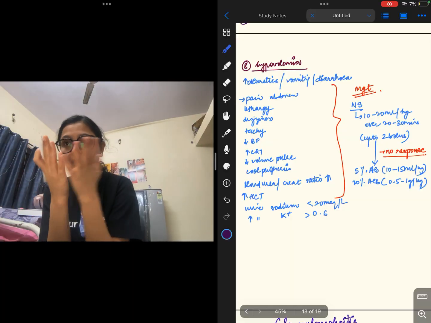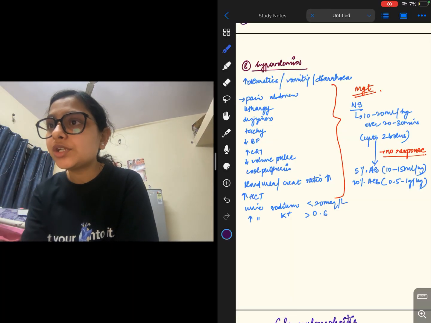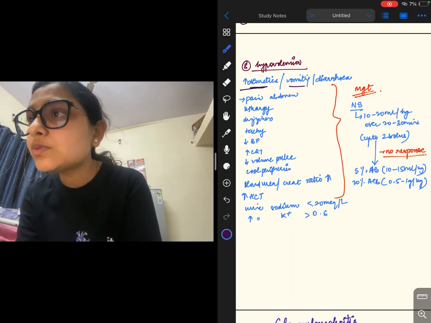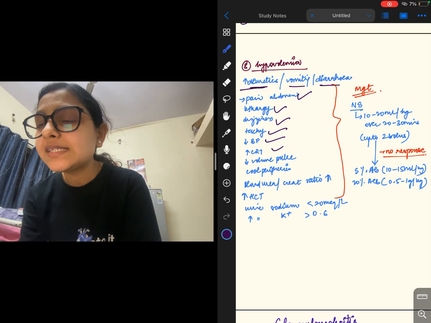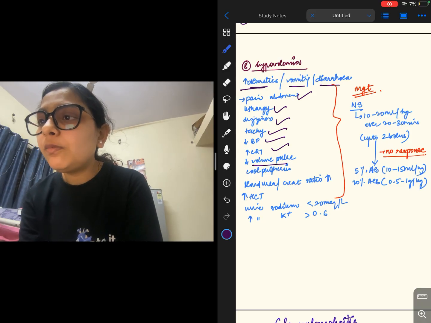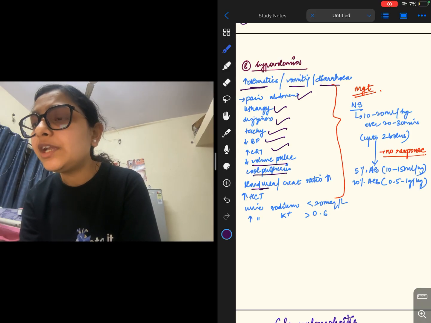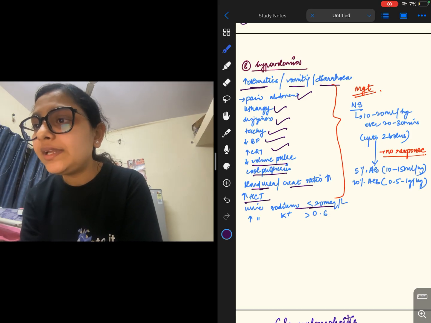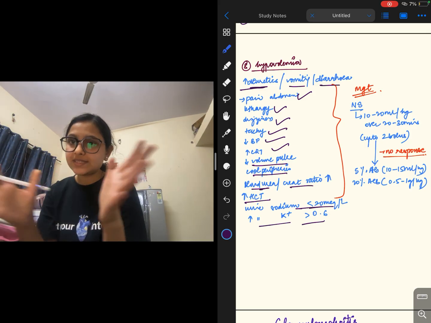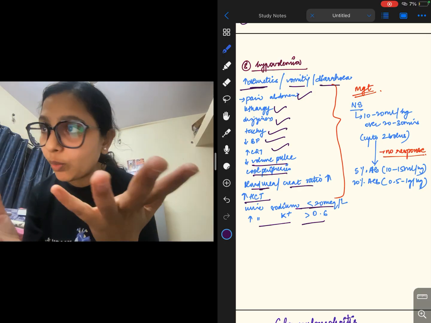Then hypovolemia, we already discussed it, the most important complication because of aggressive use of diuretics, vomiting or diarrhea, which can be identified by pain abdomen, lethargy, dizziness, tachycardia, low BP, raised CRT, then low pulse, cool peripheries, blood urea to creat ratio will be more, raised hematocrit, and urine sodium less than 20, urine potassium more than 0.6. All these suggest the child is having hypovolemia.